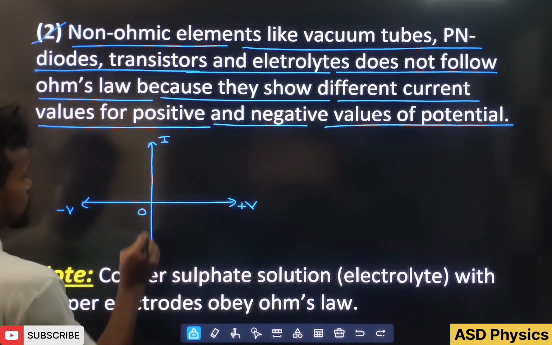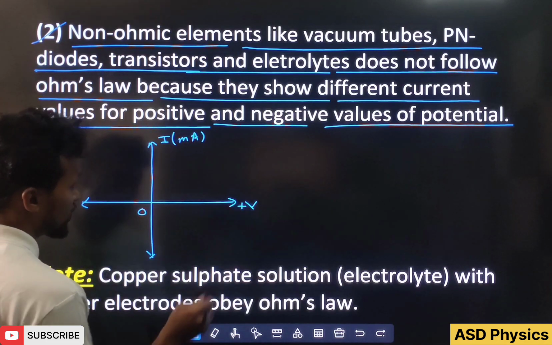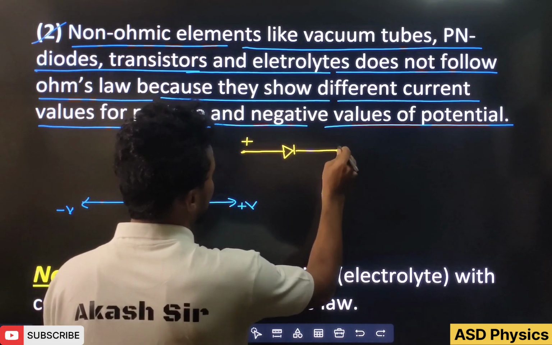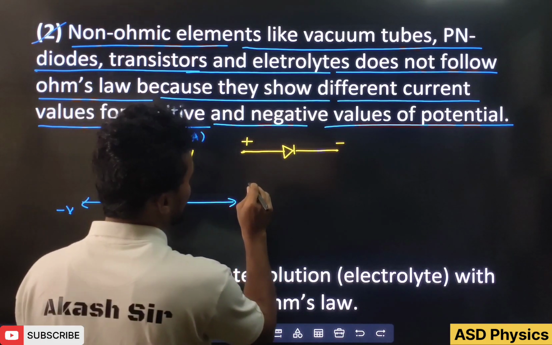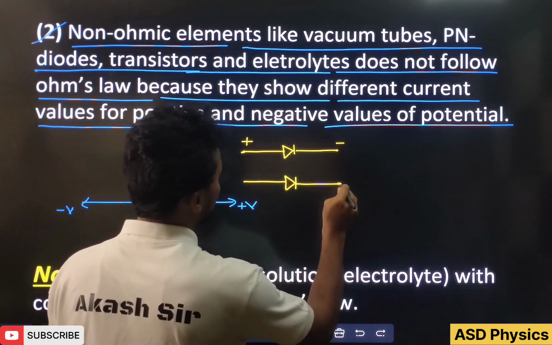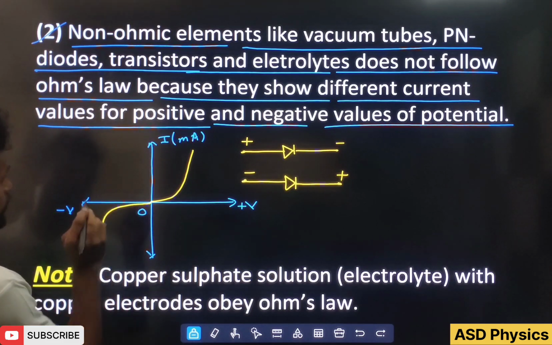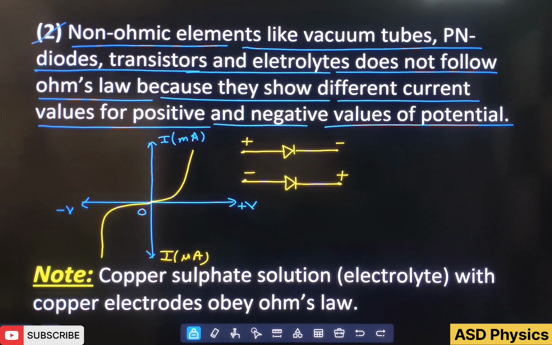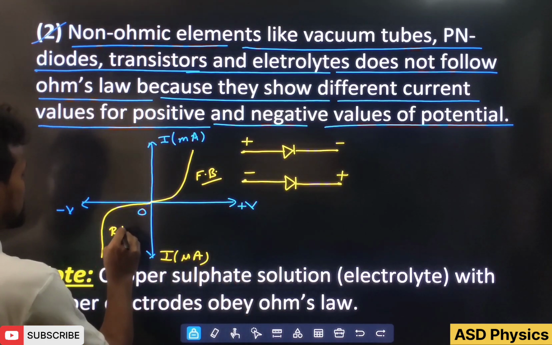So here, students, in the first quadrant the diode will be forward biased. Forward biased diode means we apply it like this, this is the plus, this is the minus. So the graph will be like this. And if I make the diode reverse biased, that means this side positive and this side negative, then the graph will go like this, and here the current will be in microamperes. So you can see very well that in forward bias and reverse bias the diode behaves differently. That's why it is not following Ohm's law.